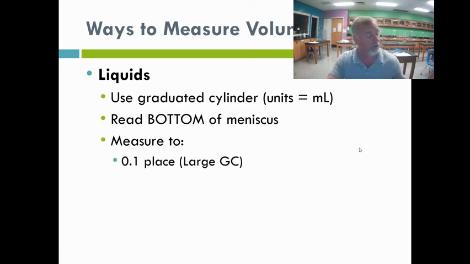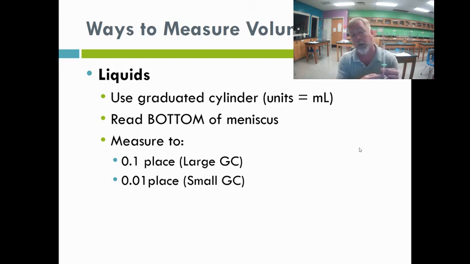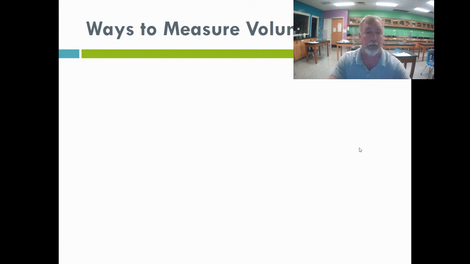Our larger graduated cylinder, each tick mark is 1 milliliter. So when we estimate that last digit, that means we're estimating to the 0.1 milliliter place. Our smaller one has 10 tick marks between each milliliter. So each tick mark is 0.1 milliliters. We estimate that next digit, that's 0.01 milliliters.